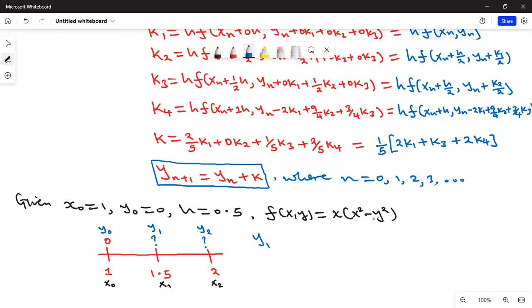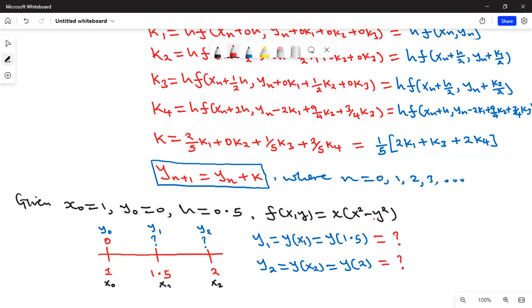So when you write y1, it is the same as y at x1. And that is the value of y when x is 1.5. Remember, we don't know that. We are going to calculate it. So I'll put a question mark. And when I write y2, it's the same as y at x2. And that is the value of y when x is 2. I also don't know the value here. We need to calculate it.